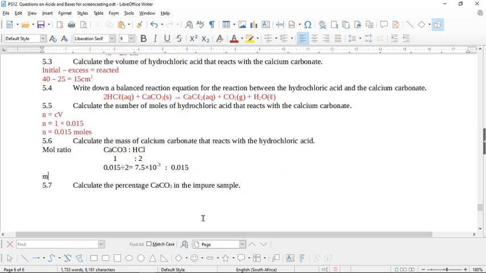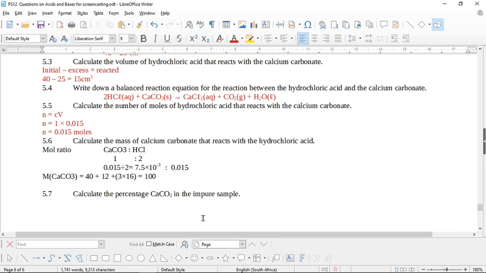If we want to find the mass of calcium carbonate, first we're going to need to find the relative molecular mass, because the only formula that we've got relates moles to mass, and uses the relative molecular mass. So I do believe calcium is 40 plus 12 for the carbon plus 3 times 16 for the oxygens, because there's 3 oxygens in here. You should end up with 100. That's the grams per mole. That's the relative molecular mass.